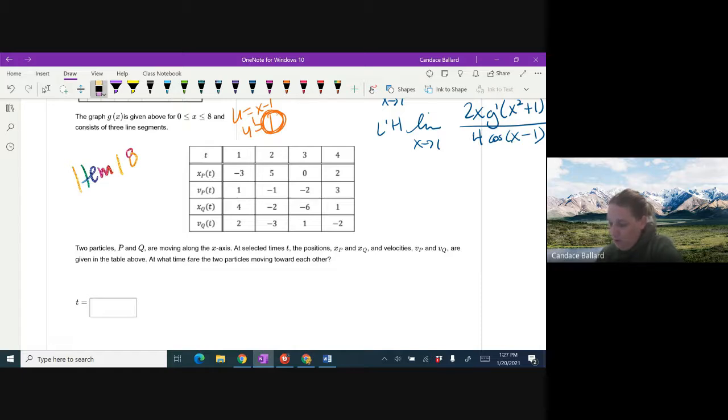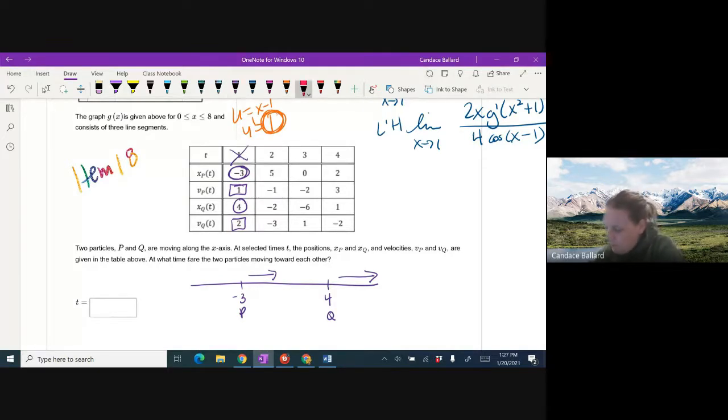So here's how I would do that. Okay, I'm going to draw a number line. Maybe. Okay, I'm just going to examine each one of the times. So I know that at time 1, my p position is -3, and my q position is 4. Okay, I know that my velocity is 1, which means it's going to the right because it's positive. And my velocity is 2, which means it's going to the right because it's positive. So at that time they are not moving towards each other. So it can't be time 1. Okay, I've eliminated time 1.